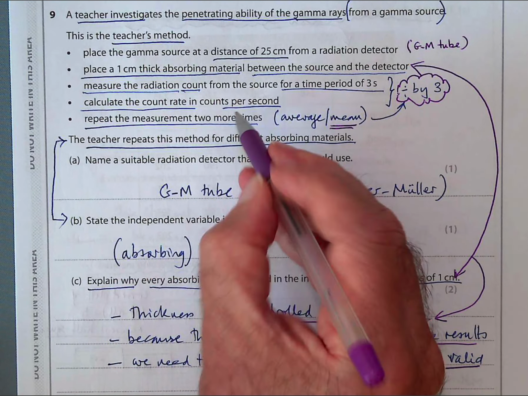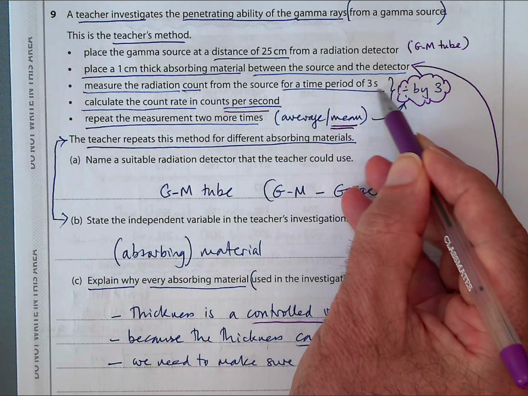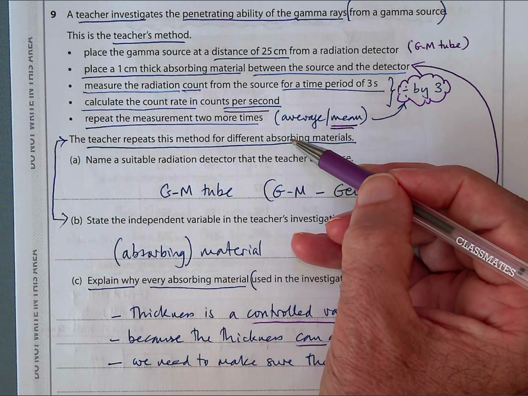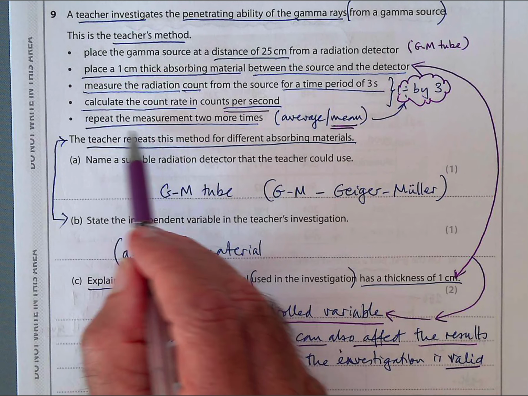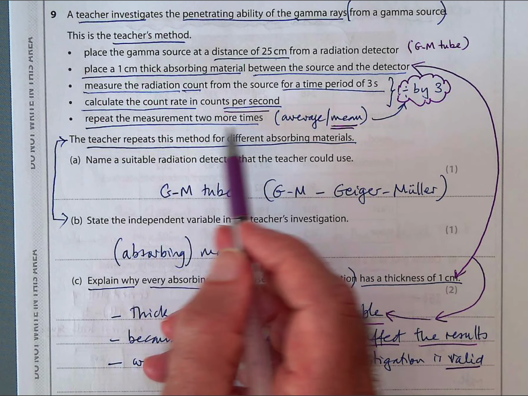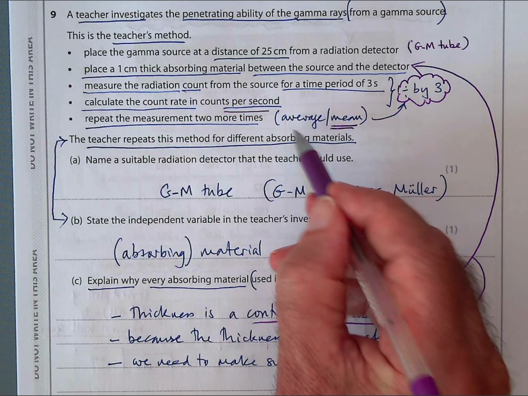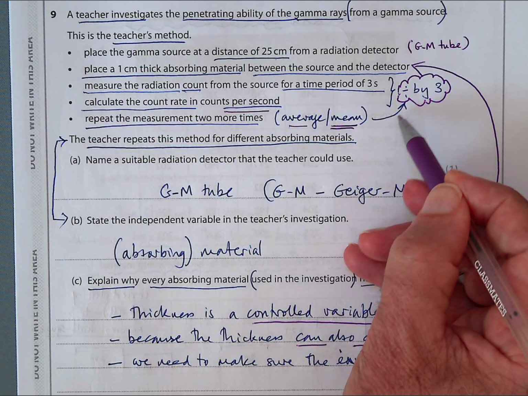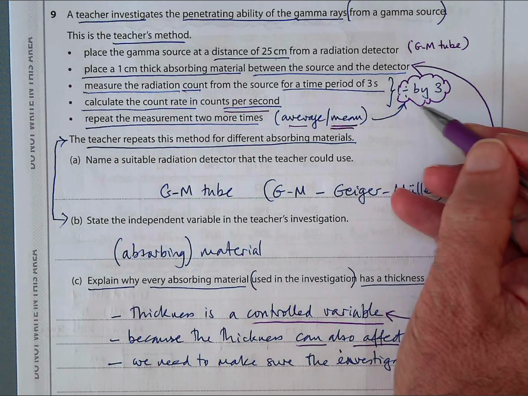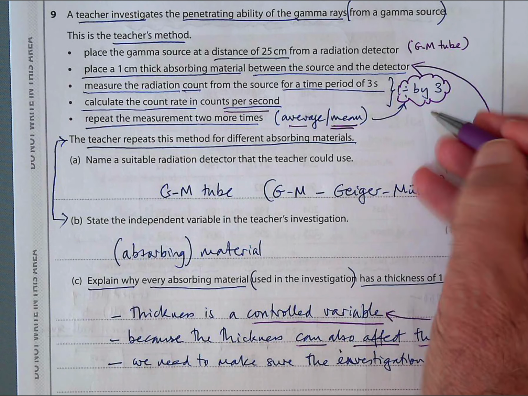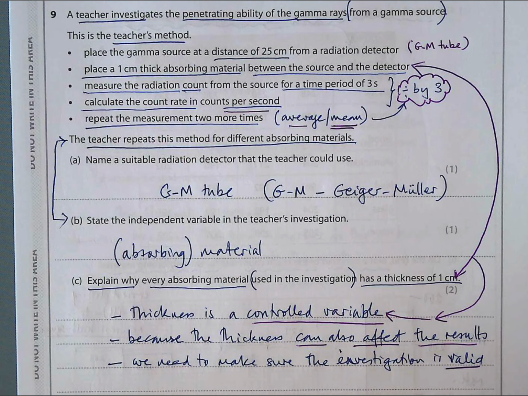Calculate the count rate per second. So if you've done it for 3 seconds, you divide it by 3. Do you think 3 seconds is enough? That's for you to decide. Repeat the measurement 2 more times. Why? To average and get a mean value and then divide by 3. Okay, so you've done it for 3 seconds 3 times. So wouldn't it be better to do it for 10 seconds or a minute even, and then get better, more reliable data that way?